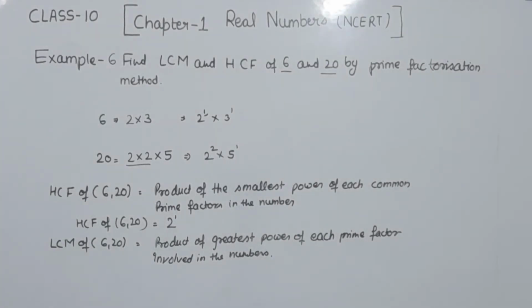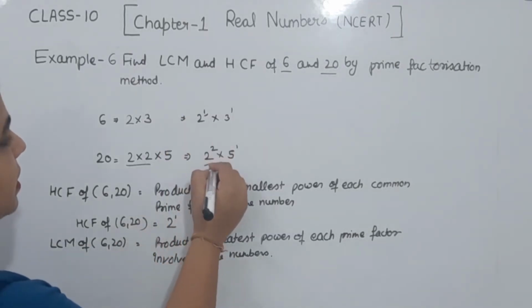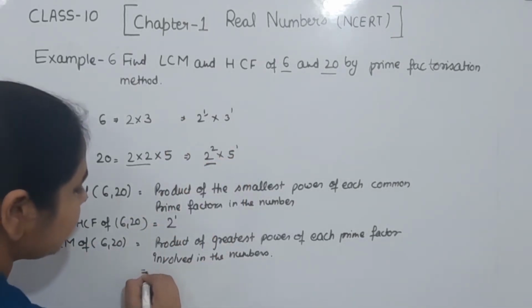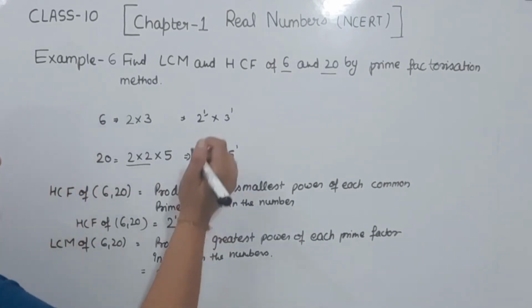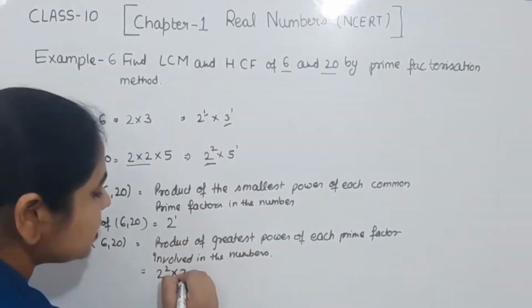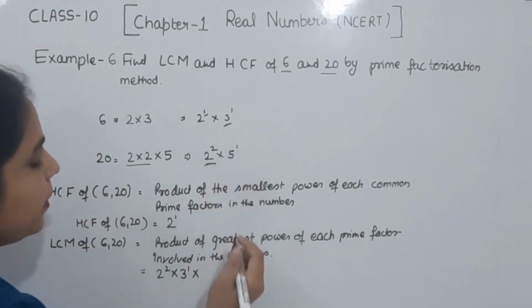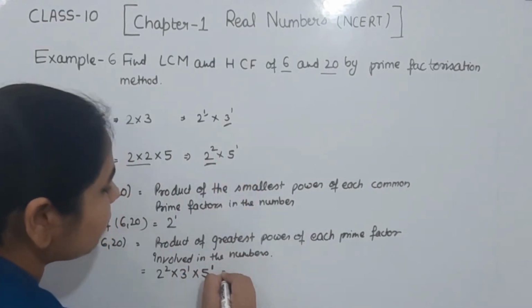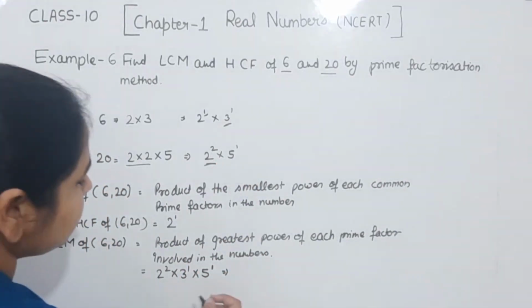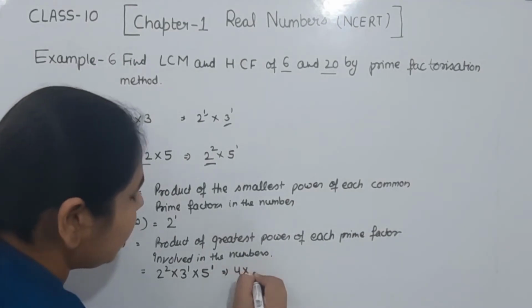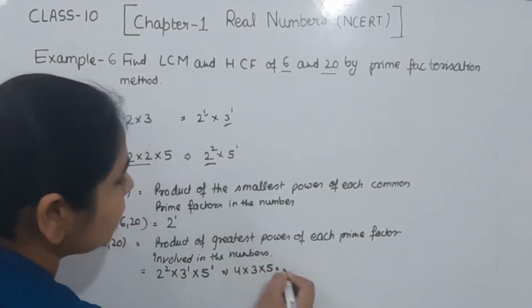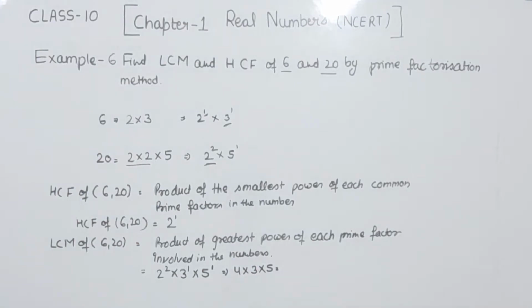The greatest power we are having in this case is 2 to the power 2, so I'm going to write here 2 to the power 2, multiplied by 3 to the power 1, and here we are having 5 to the power 1. Now we're going to solve this one. 2 2s are 4, multiplied by 3, multiplied by 5. So we're going to multiply this one.